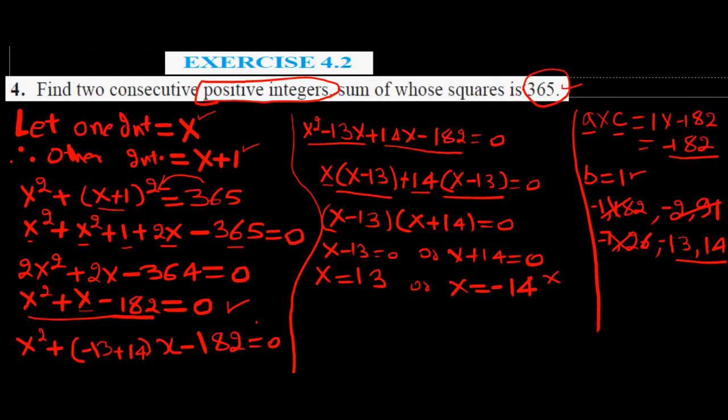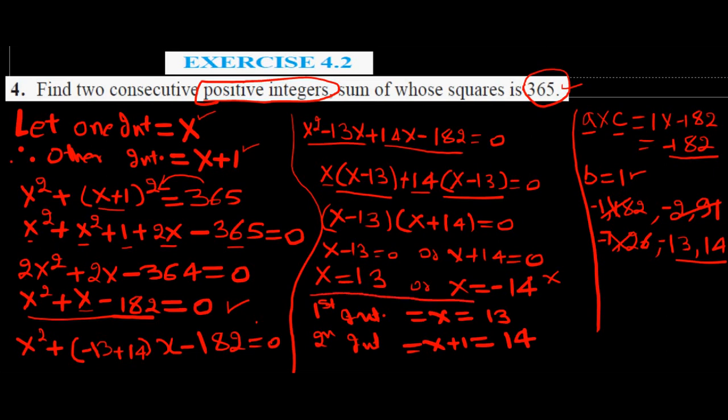So my first integer is equal to x, which is 13, and the second integer is x plus 1, which is equal to 13 plus 1, which is equal to 14. So one integer is 13 and the other integer is 14. So this is the answer of this question.